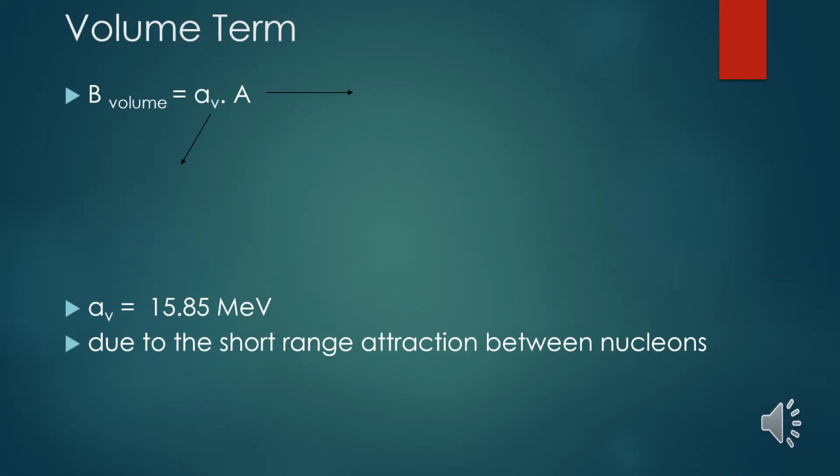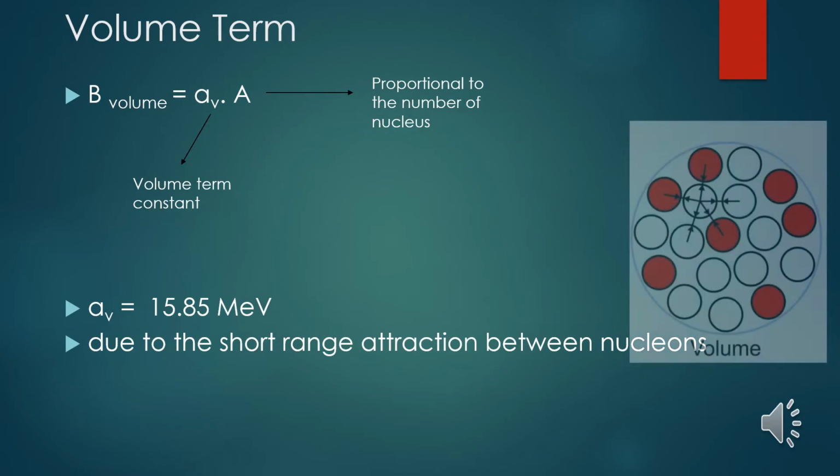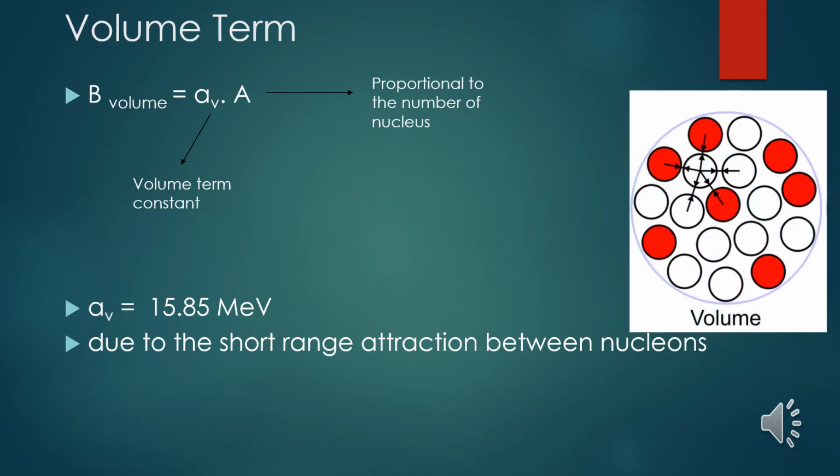Let's move on to our first term, the volume term. Each nucleon has a binding energy which binds it to the nucleus. Therefore, we get a term proportional to volume. This term is due to the short-range attraction between nucleons. From this term, we get the equation where binding energy equals the volume term constant times the number of nucleons A.